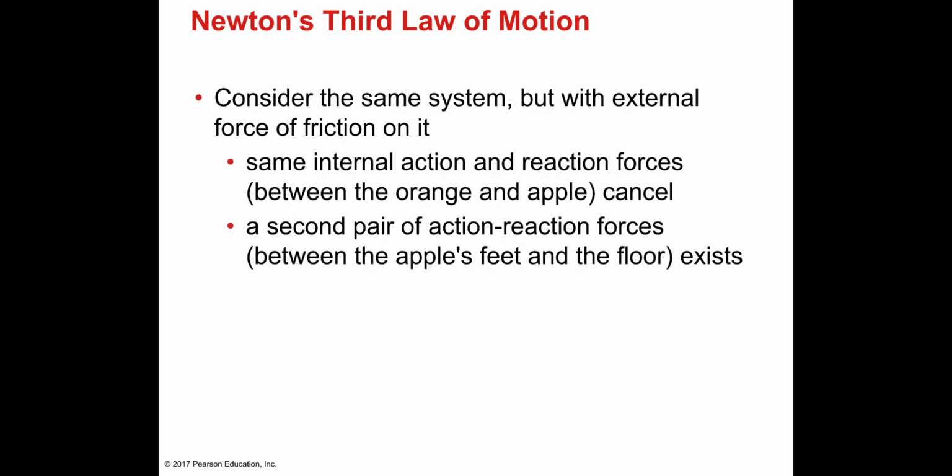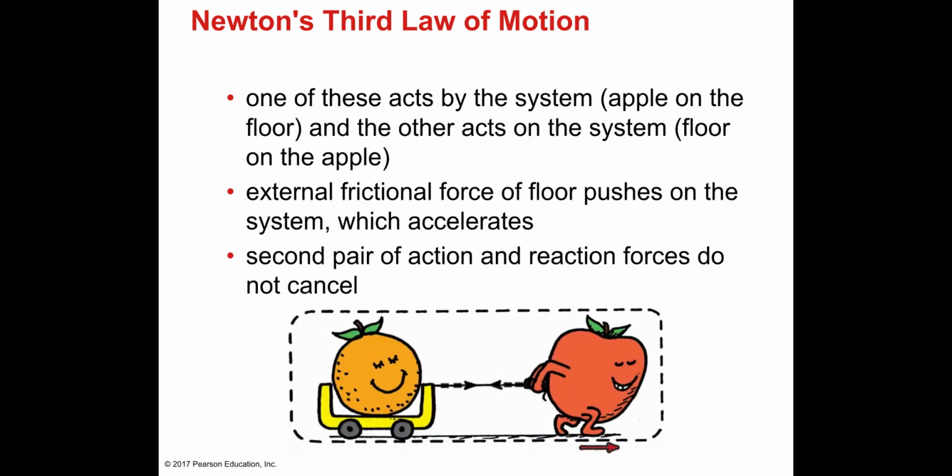So if you consider the same system but with an external force of friction on it, the same internal action-reaction forces between the orange and the apple cancel. A second pair of action-reaction forces exist. One of these acts by the system, that is the apple on the floor, and the other acts on the system, that is the floor on the apple. The external frictional force of the floor pushes on the system, which accelerates. The second pair of action-reaction forces do not cancel.